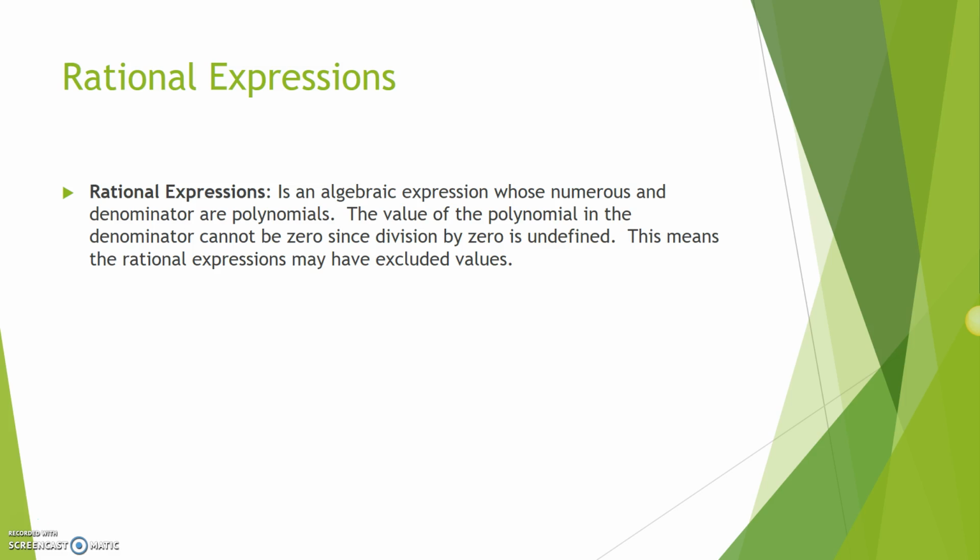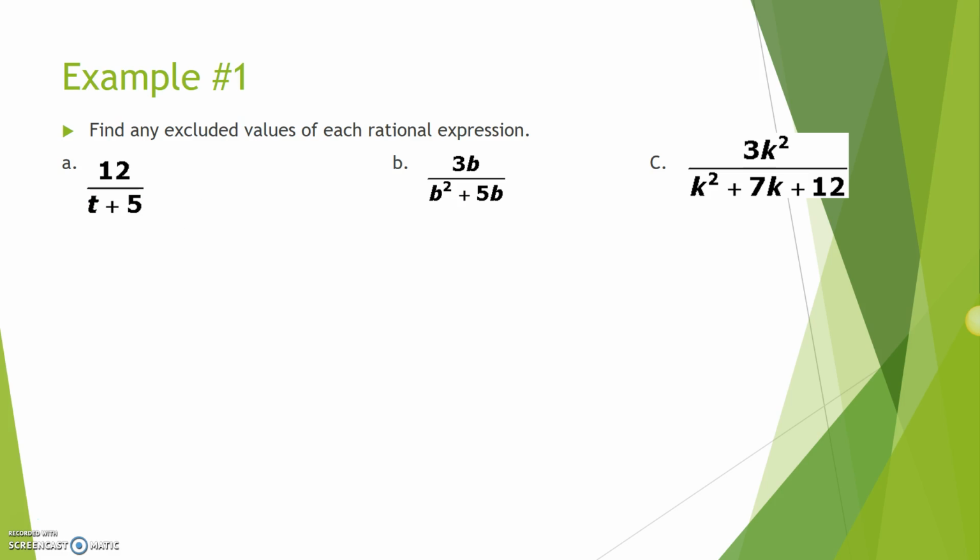So with this section, we are going to be working with excluded values, which we've worked with in the previous sections. And then we're also going to be looking at polynomials, and we've covered polynomials in previous chapters as well. So let's get started on some examples. The first one says, find any excluded value of each rational expression. This is kind of going back to the previous section with working with excluded values.